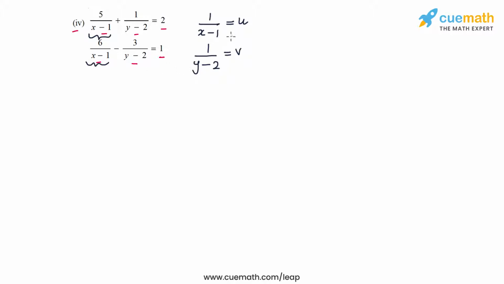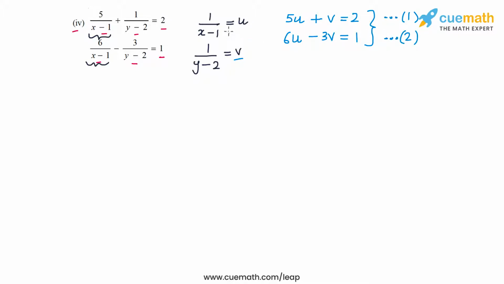So let's see what will happen if we do these substitutions. So the first equation will become 5 by (x minus 1), or 5u, plus 1 by (y minus 2), which will become v. So 5u plus v is equal to 2, and then we have 6 by (x minus 1), or 6u, minus 3 by (y minus 2), or minus 3v, and this is equal to 1. And now we see that this is a pair of linear equations in u and v, which we can solve easily and find the values of u and v.